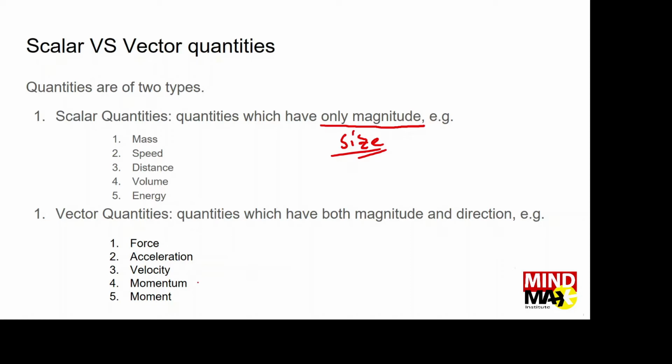Momentum is the measurement of how difficult it is to stop an object. Moment is the turning effect of a force. All of these quantities have both magnitude, meaning size, as well as a direction. We'll get on to these in the next chapters.